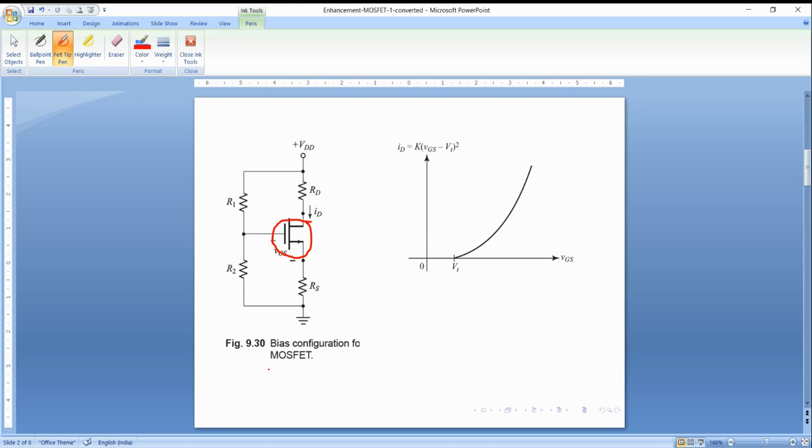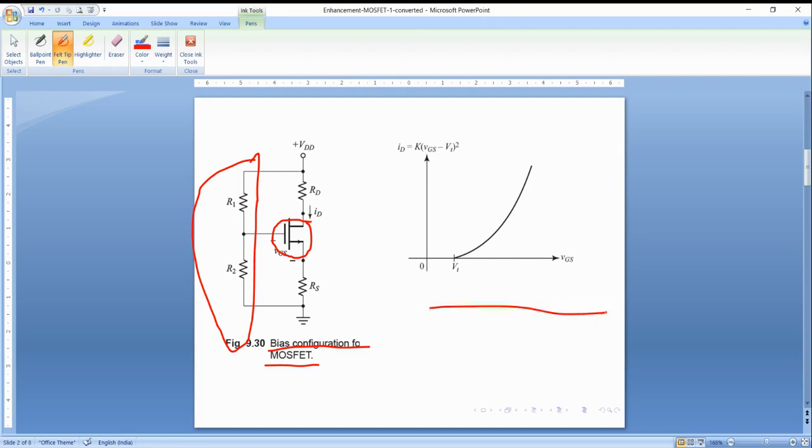The figure shows the biased configuration of an N-channel MOSFET. As you can see from the figure, it is a combination of both fixed and self-bias circuit. This is the voltage divider circuit, which can be remodeled with a Thevenin's equivalent circuit where VGG is equal to VDD into R2 by R1 plus R2, and RG is equal to R1 R2 by R1 plus R2.